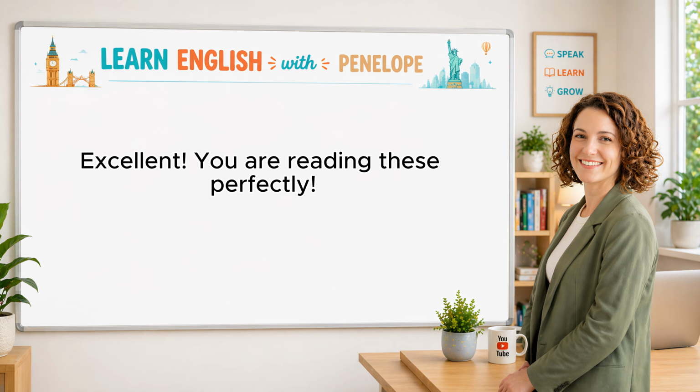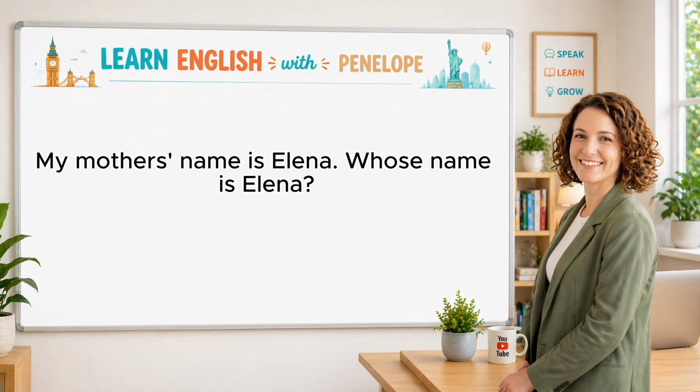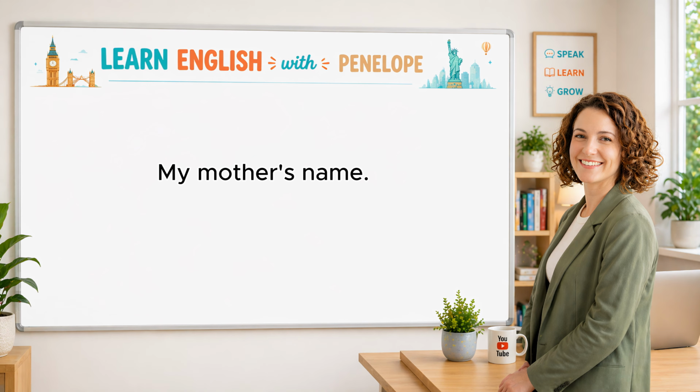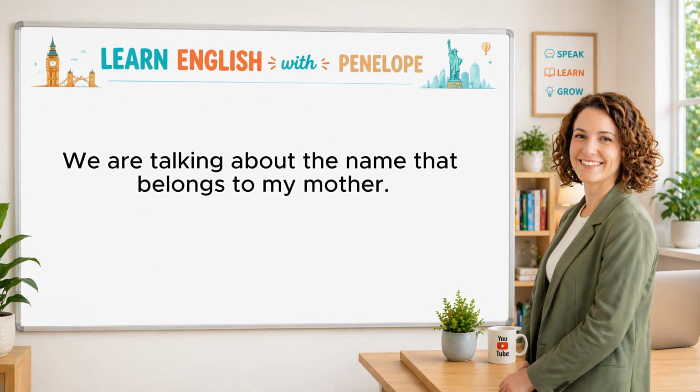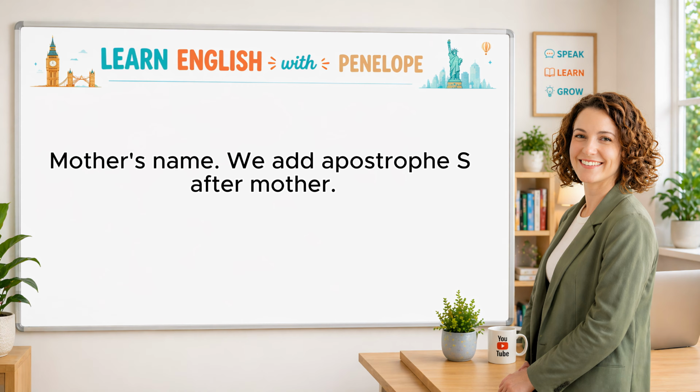Excellent. You are reading these perfectly. Example 4. My mother's name is Elena. Whose name is Elena? My mother's name. We are talking about the name that belongs to my mother. Mother's name. We add apostrophe S after mother.